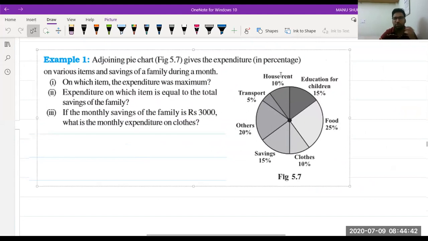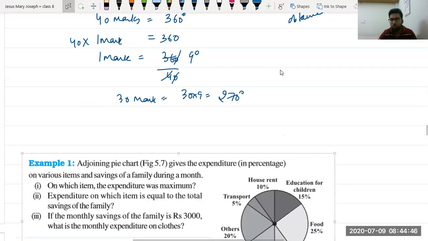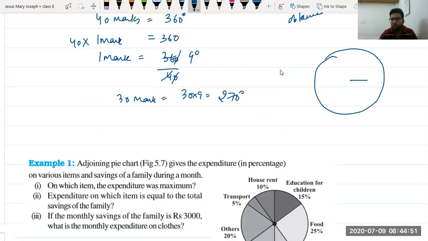Before starting, a small recap of what we have done in the last class. We discussed that the angle of any circle is totally 360 degrees. Whenever we want to find given information in terms of a pie chart, we have to find a relation between that information and the pie chart degrees. So let's start with an example.